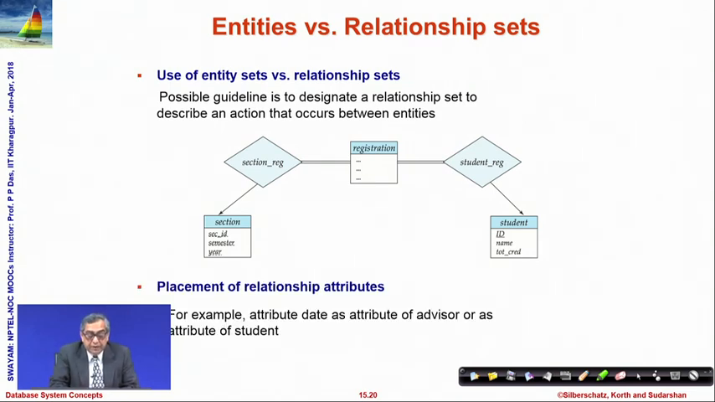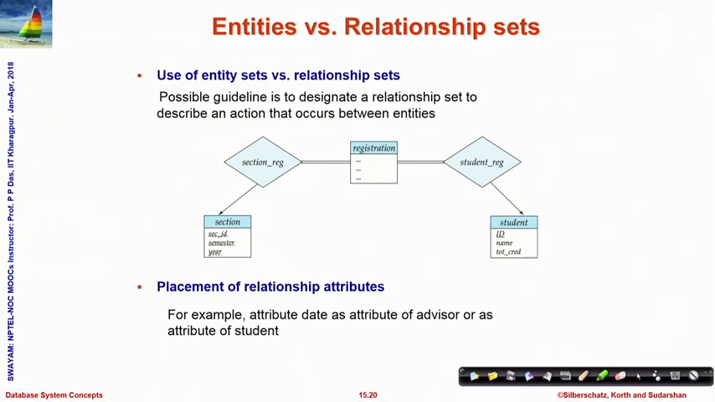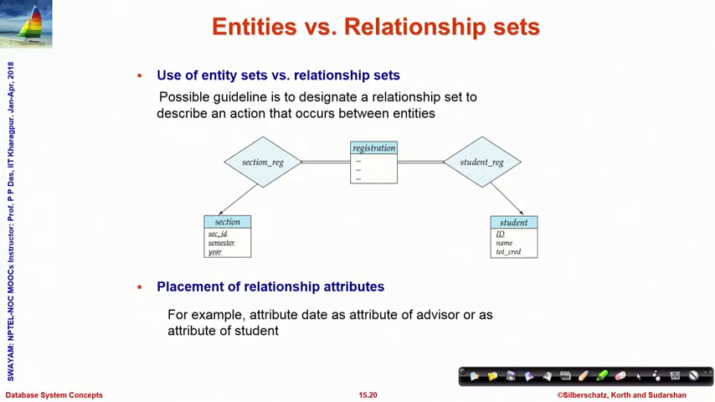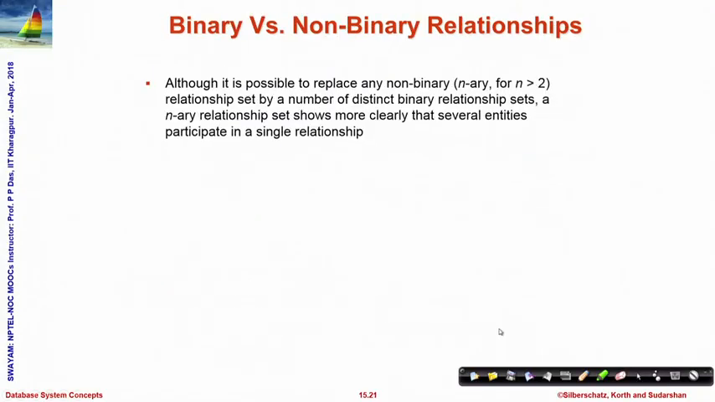We can have placement of relationship attributes also. The attribute date we talked about as an attribute of advisor, to designate when that particular instructor became advisor of a student, is a common situation that we have already seen.